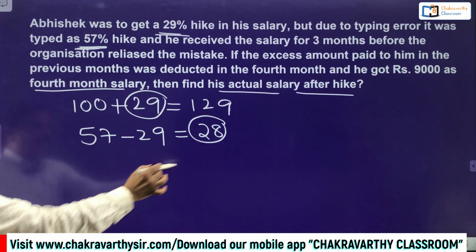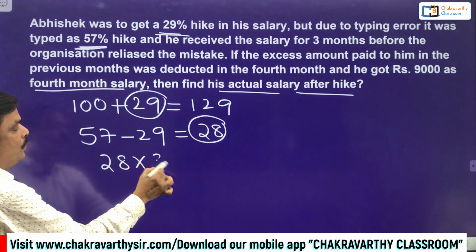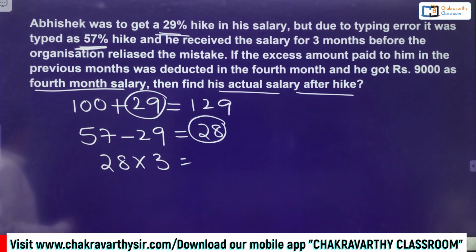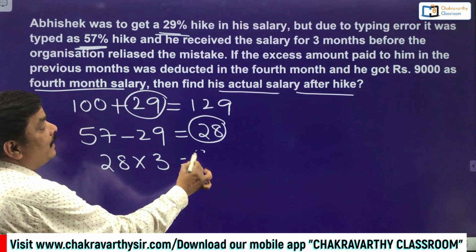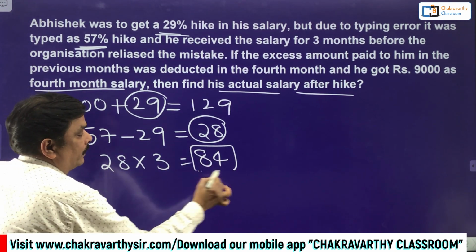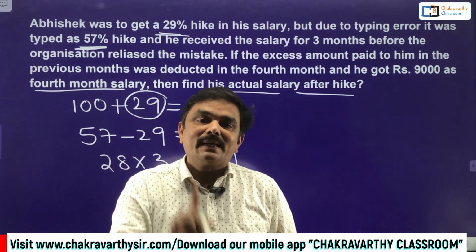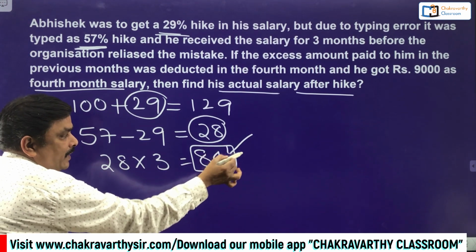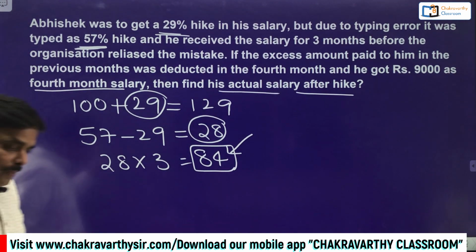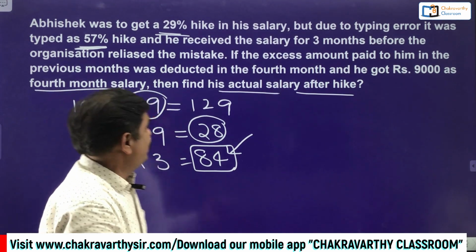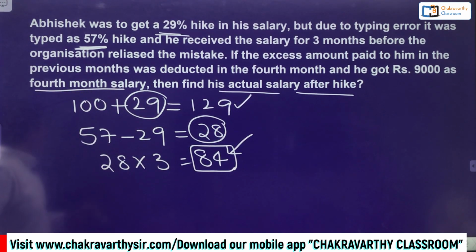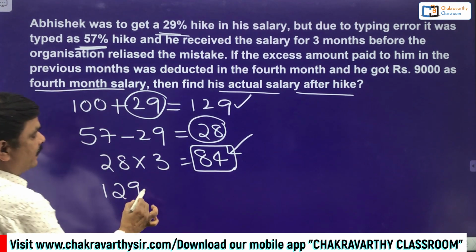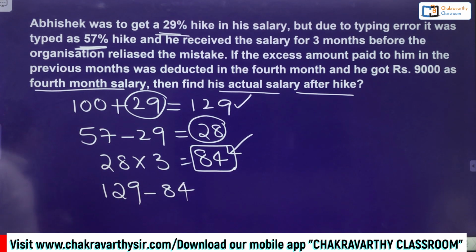How many months he got that one? For 3 months. 28 into 3 months. How much has he got extra? So 20 into 3, 60. 8 into 3, that is 24. 60 plus 24, 84 rupees he got extra. Remember this one. For how many months? 3 months. In the 4th month salary, this 84 rupees has been deducted. Originally, how much does he have to get in the 4th month? Obviously, he has to get 129 rupees in the 4th one. So from this 129, they have deducted this 84. As simple as this.